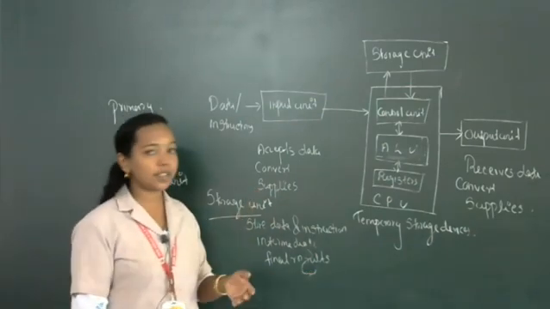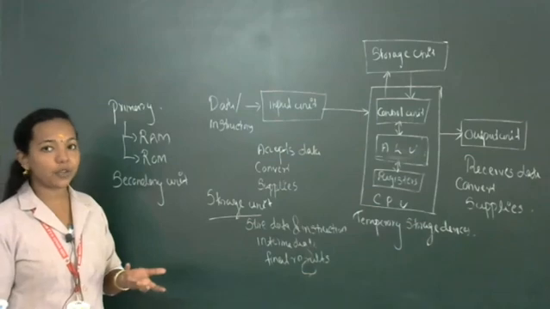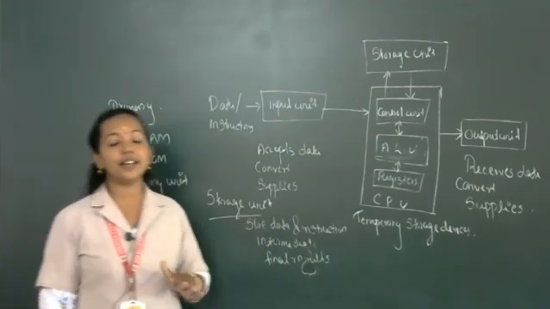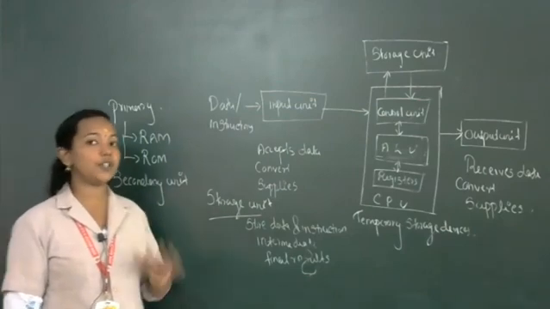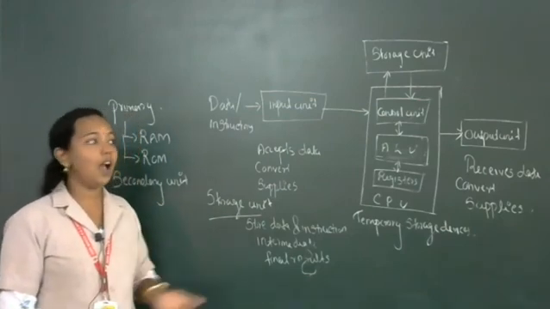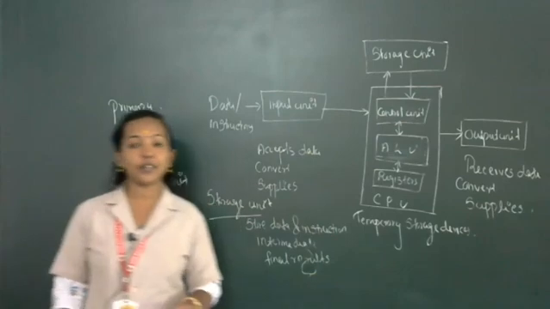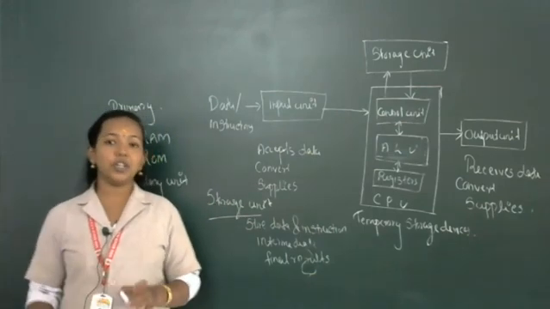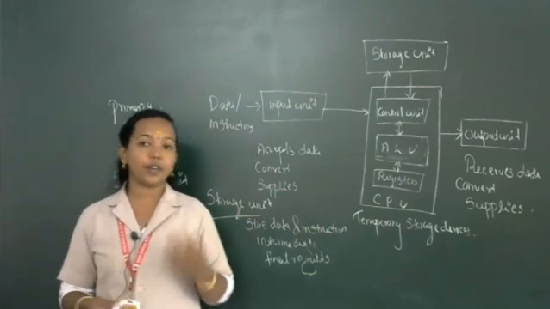Then the third unit is the output unit. What are the duties of the output unit? It receives data from the processor. After that it converts data into human-readable format. After that it supplies data to the user. Okay, so these are the different functional units and the duties of the different units.